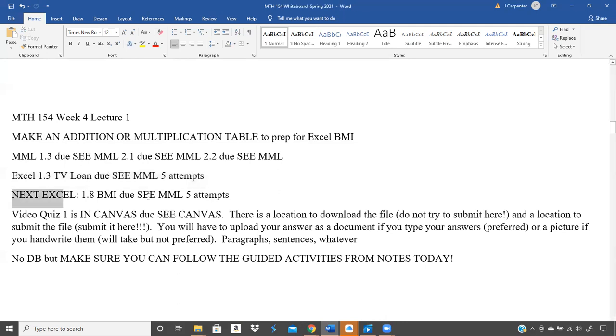The third Excel homework, which is maybe a week and a half from now, because it'll be a week after the TV loan, will be 1.8 BMI. And remember, this is the one that requires the same techniques as that addition or multiplication table. So this is going to be a table of numbers where something's going to have a fixed row, something's going to have a fixed column. And the formula is going to be slightly more complicated than just adding or multiplying. There's a few things involved, which is why I said do the addition or multiplication table first.